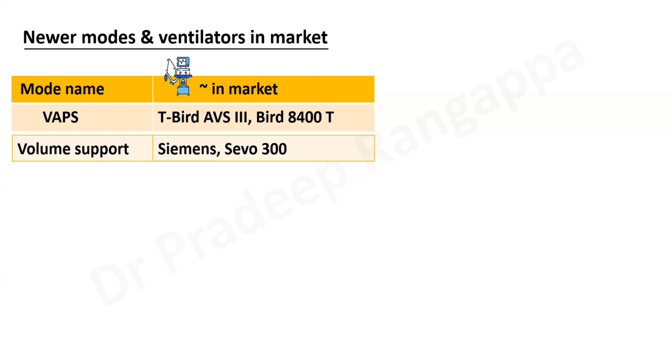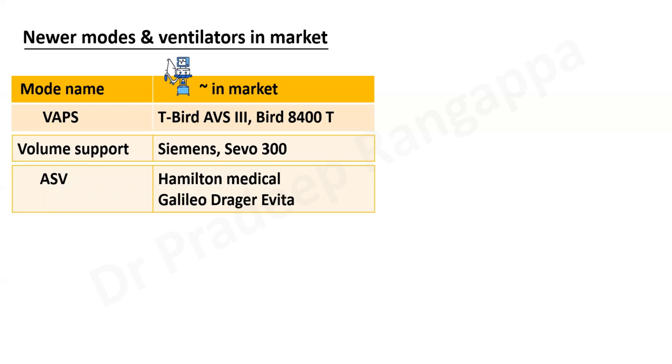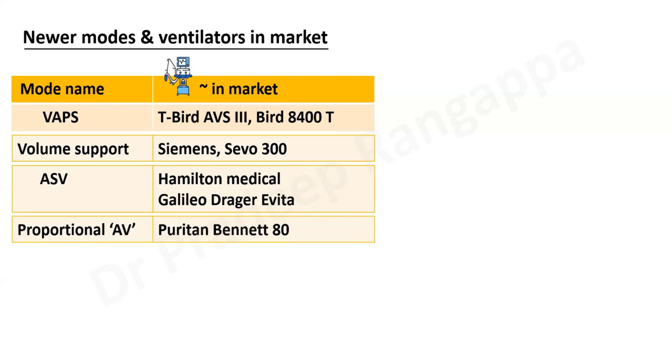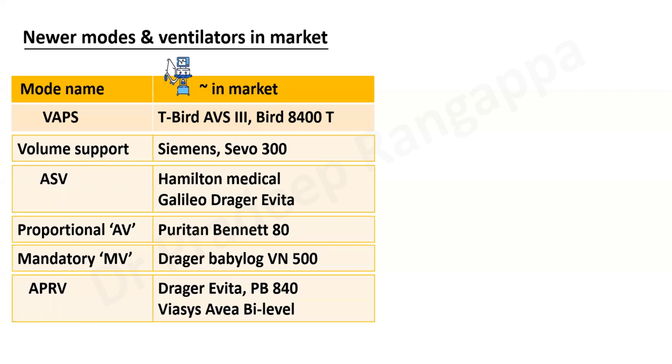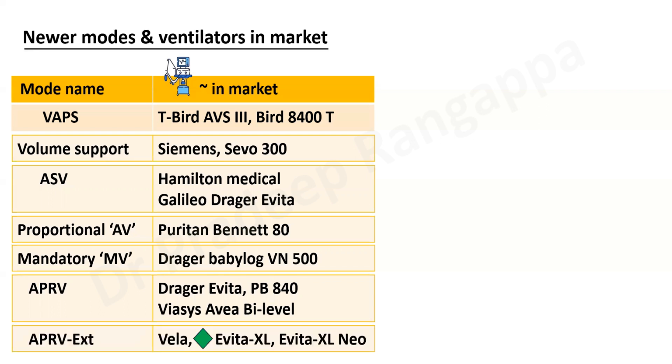Volume support is specific to these brands, Siemens and Servo 300. Adaptive support ventilation as a nomenclature is specific to Hamilton and Drager Evita. Proportional assist ventilation is specific to Puritan Bennett. Mandatory minute ventilation is specific to Drager Babylog. Airway pressure release ventilation is present in Drager and AVEA bi-level. And airway pressure release ventilation extended is present in Vela and the Diamond series of Evita XL and Evita.